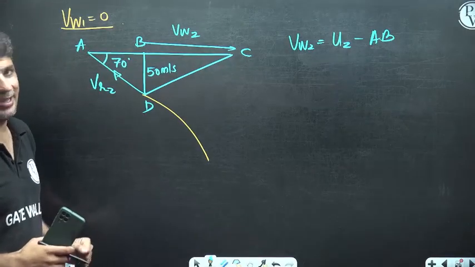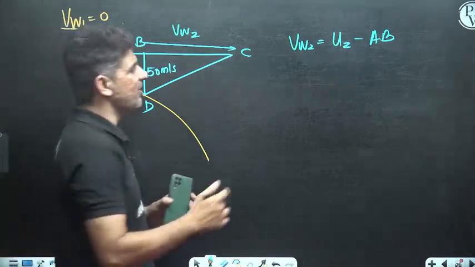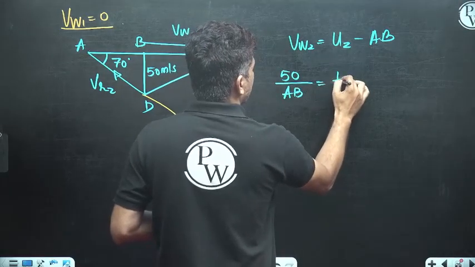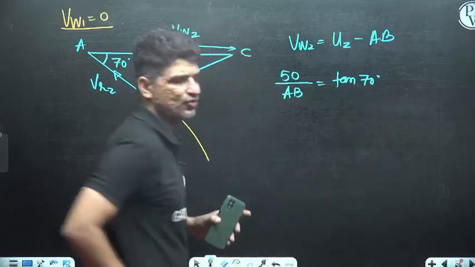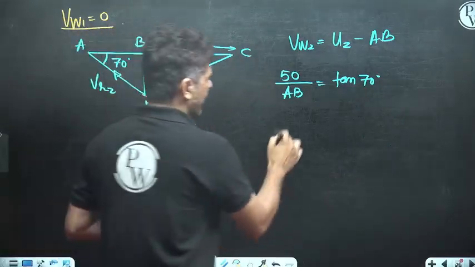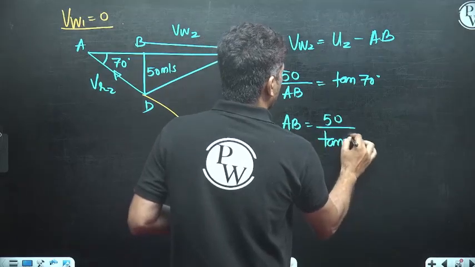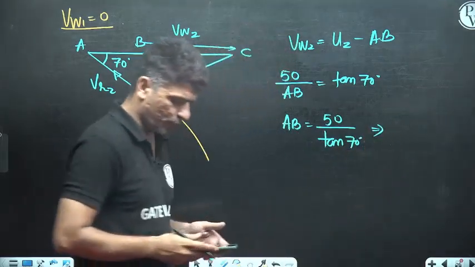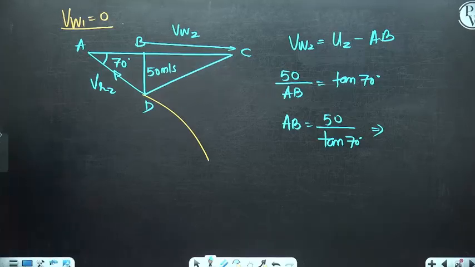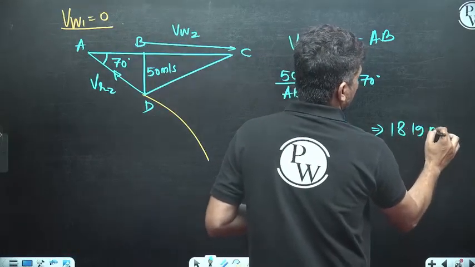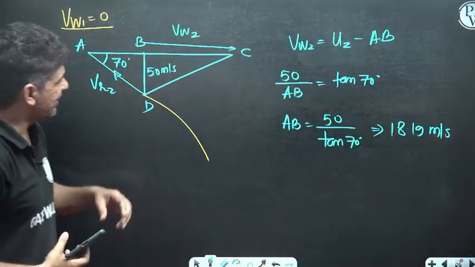And how do we calculate AB? So you see that 50 divided by AB will be tan 70 degree. So from here you can calculate AB. AB will come out to be 50 divided by tan of 70 degree. So tan of 70 will be very high. So that is 18.19 meter per second. So you see that AB is calculated.